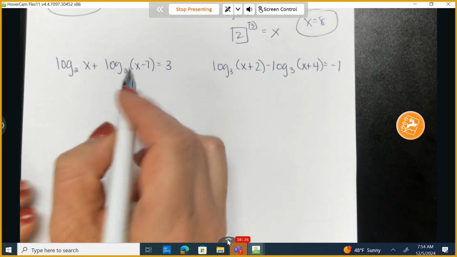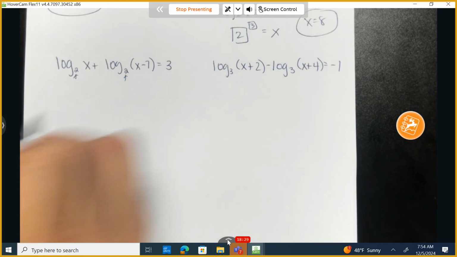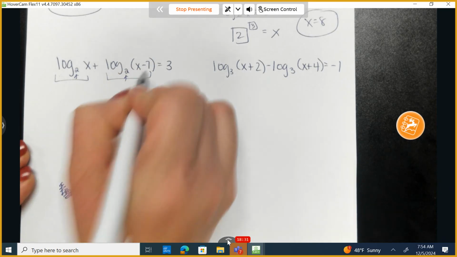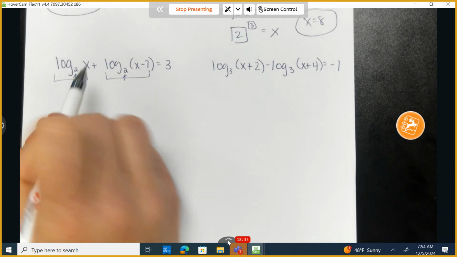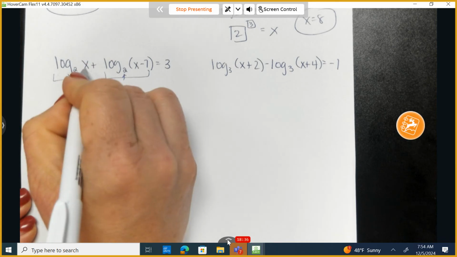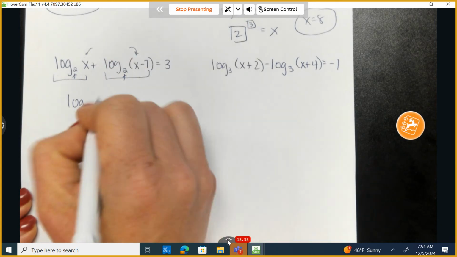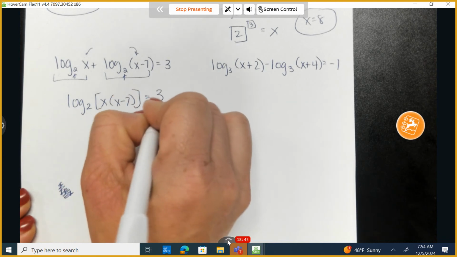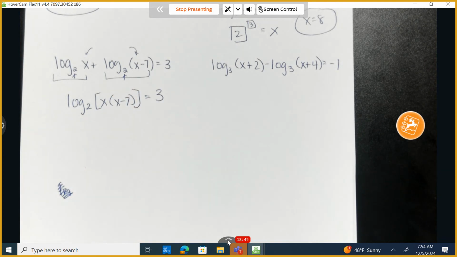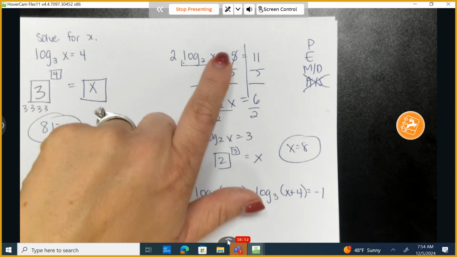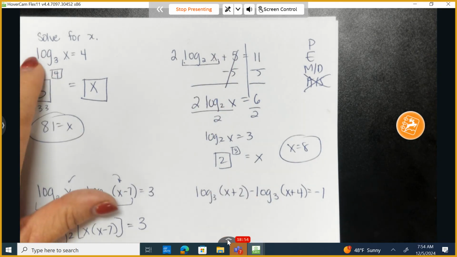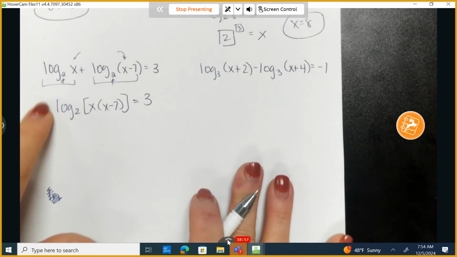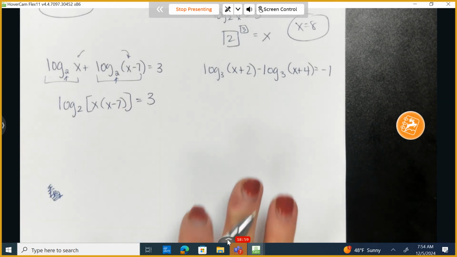So this is expanded. Notice we do have to have the exact same log base. So I'm taking these two quantities, and now I'm going to combine them or condense them. So these two are going to be multiplied. So back here I have x times x minus 7 equals 3. I've condensed the logarithmic equation. And this actually is in the same form as what we have in our first example. We have log base 2 of something equals 3. There's nothing in front or nothing way in back that I need to get rid of, so it's time to solve.